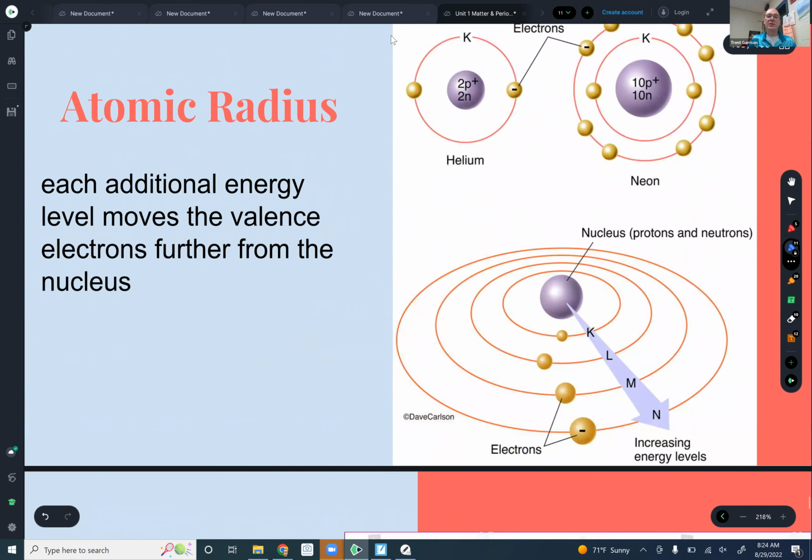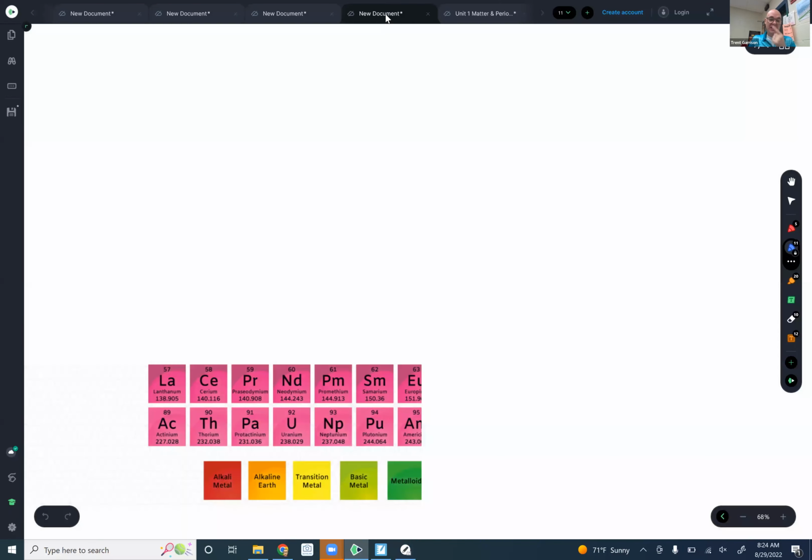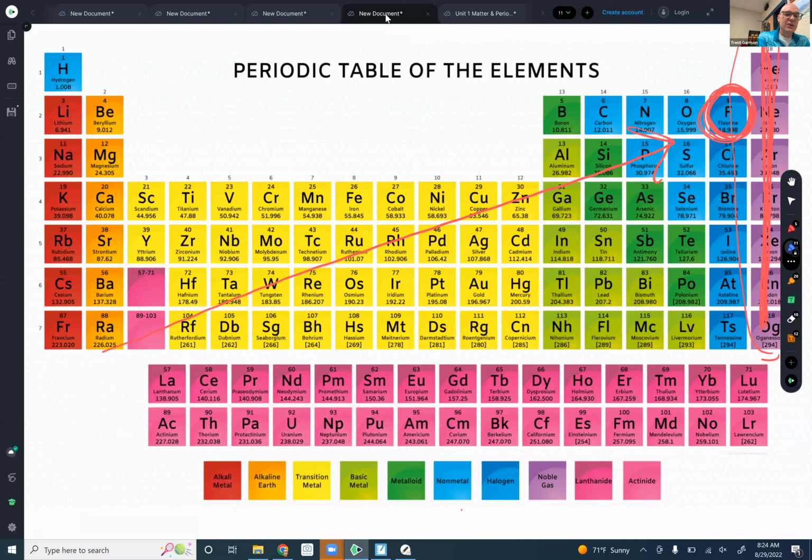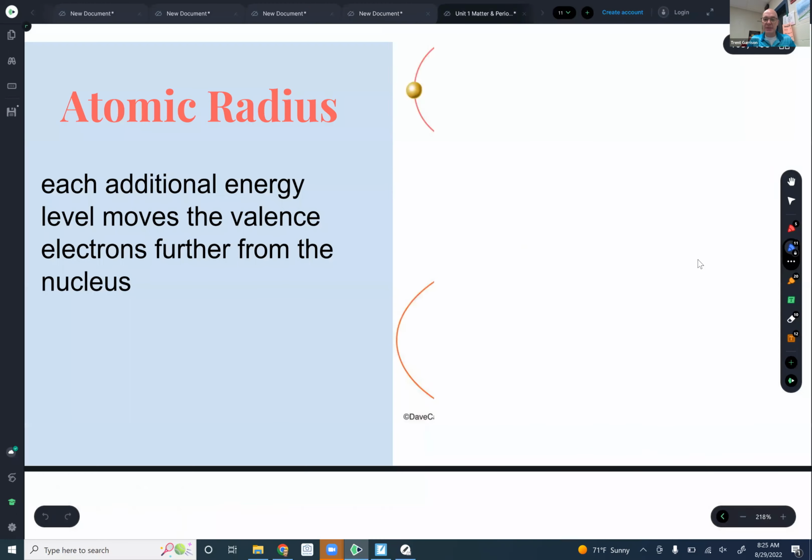So let me flip over to a periodic table so that you can notice that. So here we have 7 energy levels. Here's 1 at the top left corner. Here is 7 down at the bottom. That means that francium has 7 rings around it. That means that hydrogen only has 1 ring around it. So that makes francium bigger.